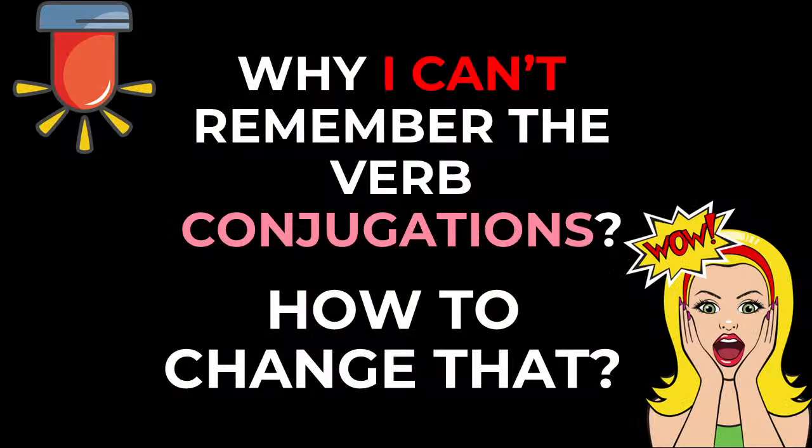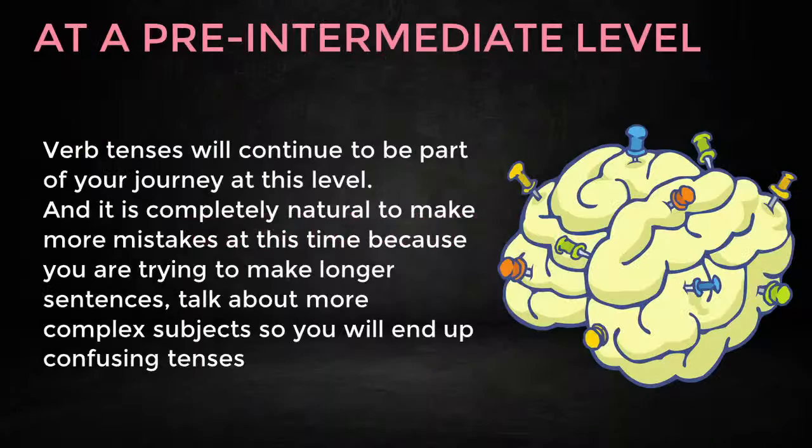Now, guys, let's talk about why you can't remember verb conjugations and how to change that. That is the focus of this lesson. And here on my channel, I help specific students. I help pre-intermediate and intermediate students to go from stuck to speaking in 6 months. And this is the transition level, pre-intermediate, intermediate level. It is complicated, I get it.